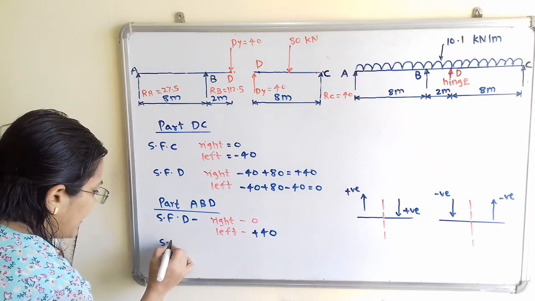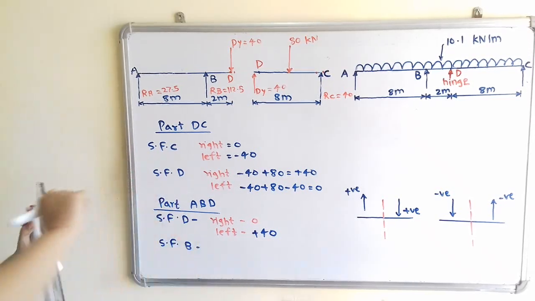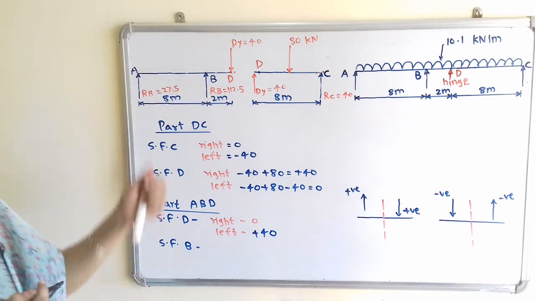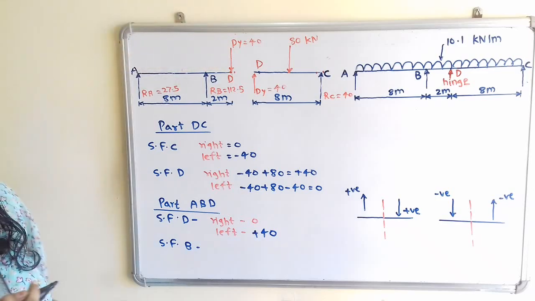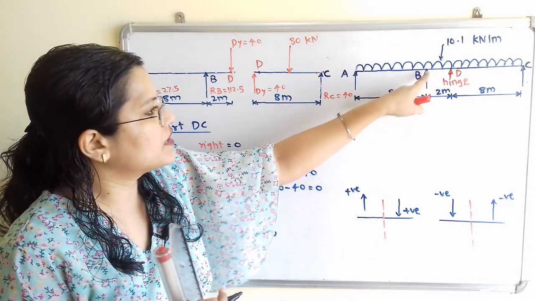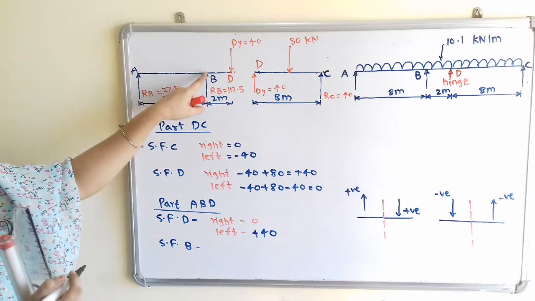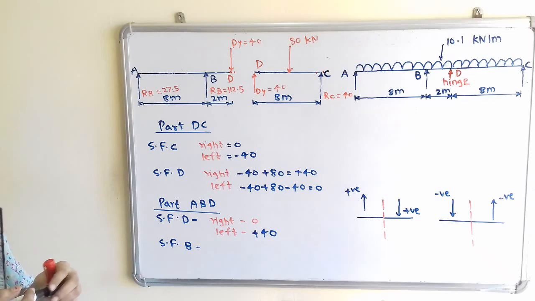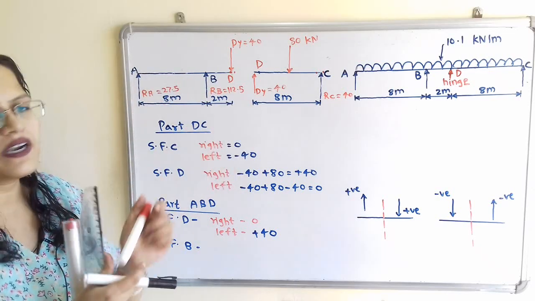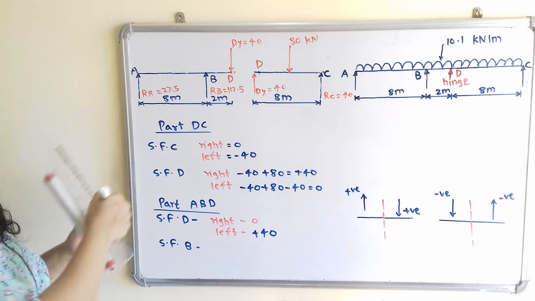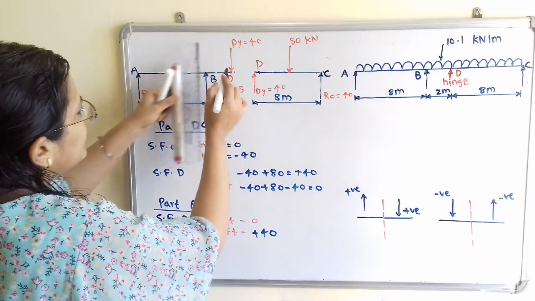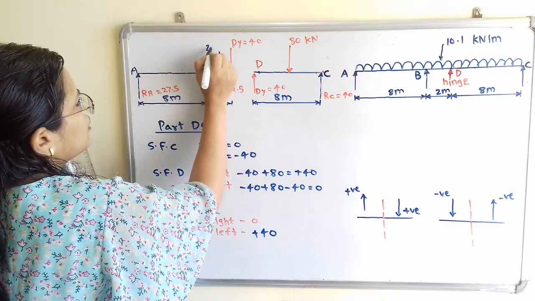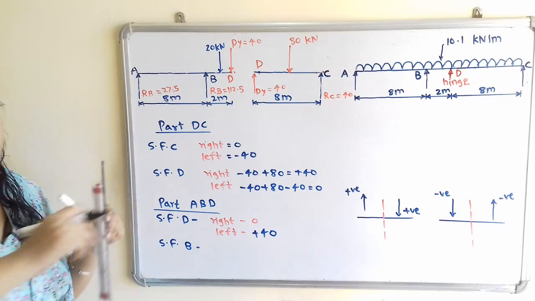Now SF at point B. Now this is important point. Now we have to mention here uniformly distributed load for this part BD. Because on BD if we observe there is uniformly distributed load. Its total length for this part is 2 meters. So what is the total load? It is 10.1 multiplied by 2, that is 20. So we have to mention here 20 kilonewton at the middle point. Here I will mention 20 kilonewton at the middle point.